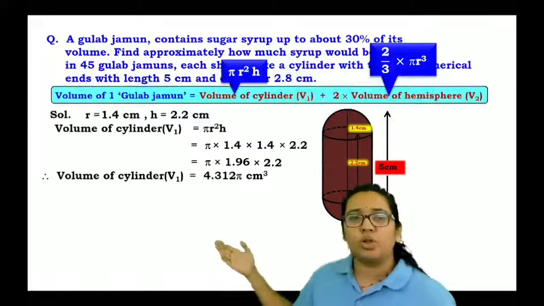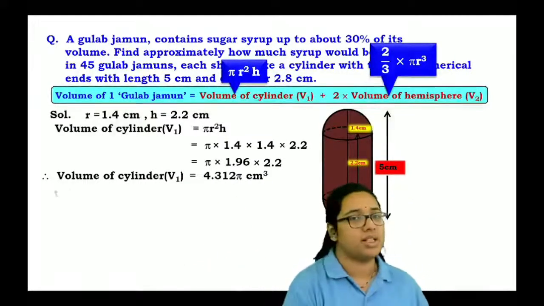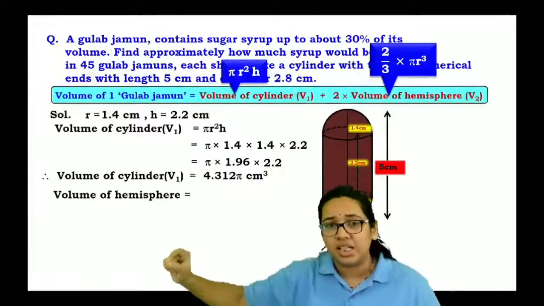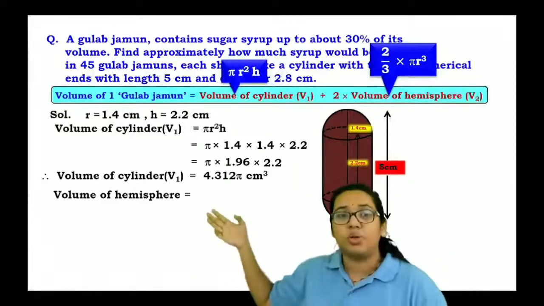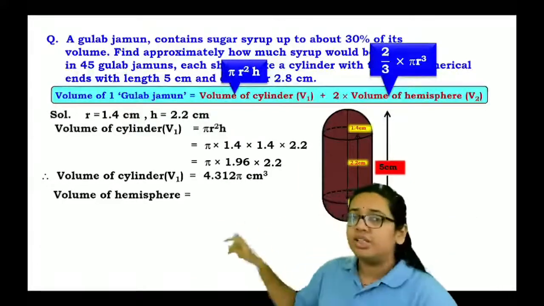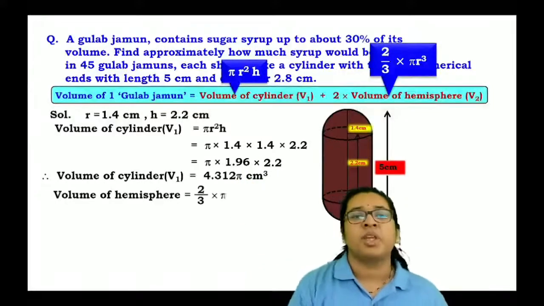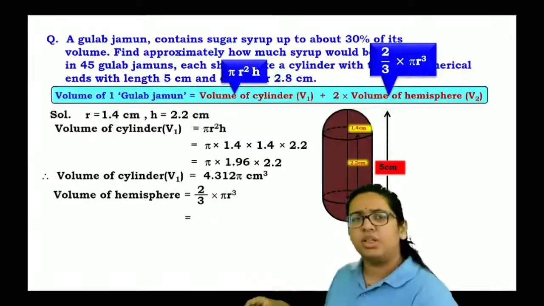So volume of the cylinder will be 4.312 pi cubic centimeter. अब हम क्वेश्चन कर रहे थे सारे एरिया से, तब आप स्क्वायर सेंटीमीटर कंसीडर करोगे, but now we are talking about what will be the volume of a solid. So for that your unit should be in cubic centimeter, right? Volume of the hemisphere is nothing but 2 upon 3 pi r cube.